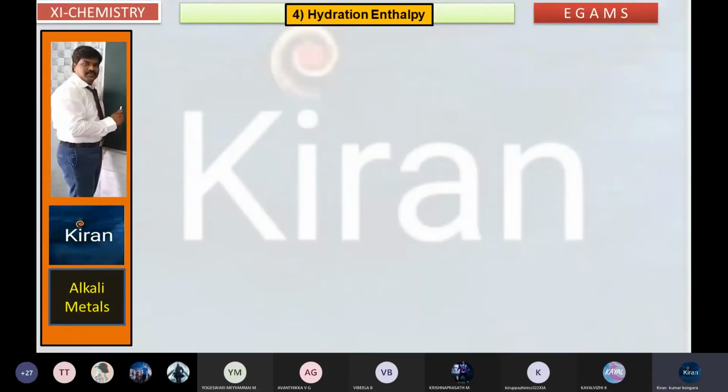Fourth physical character, that is hydration energy or hydration enthalpy. So first one we studied was atomic radius, second one ionization enthalpy, and third one reactivity, and the fourth one we are seeing is hydration enthalpy. Already I have given the introduction. It is the amount of energy released when a metal ion holds water molecules.